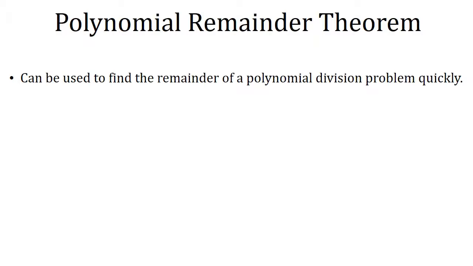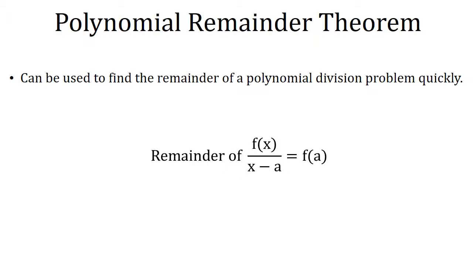Alright, welcome back. So as I said, this video is on the Polynomial Remainder Theorem. It can be used to find the remainder of a polynomial division problem quickly. It says that the remainder of f of x over x minus a is equal to f of a. So this f of x could be any polynomial. It could be, for example, x squared minus 4x plus 8. And then we're going to be taking that over x minus a.